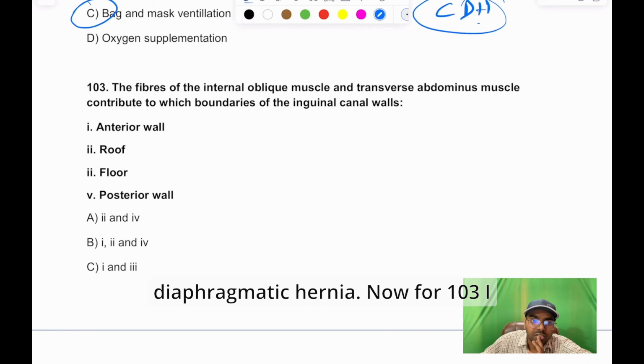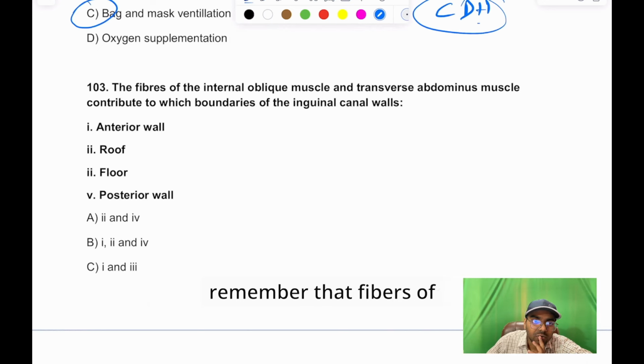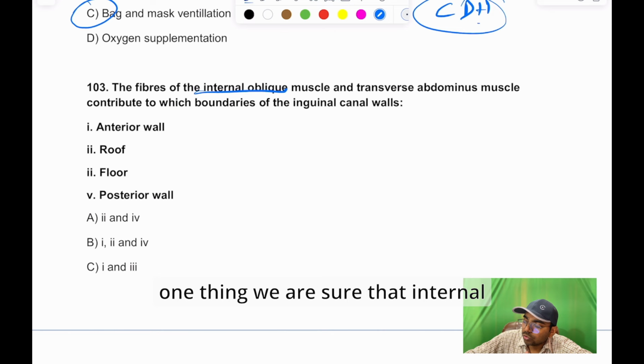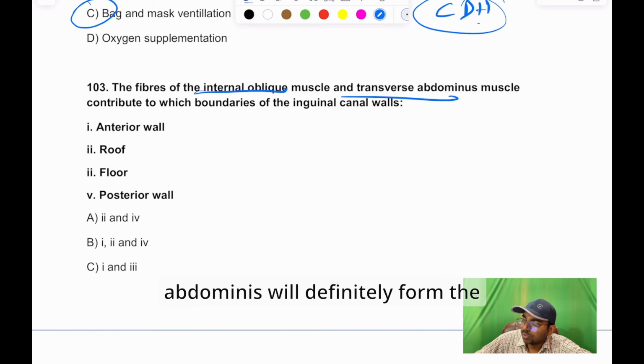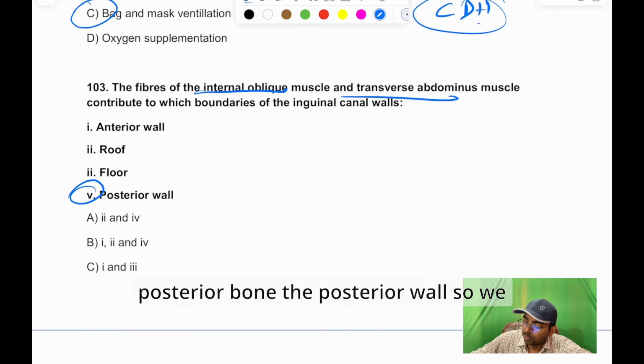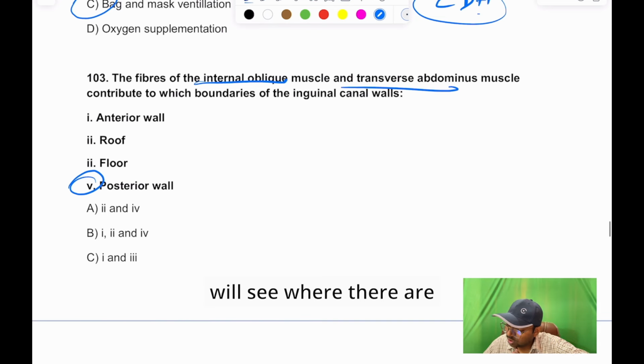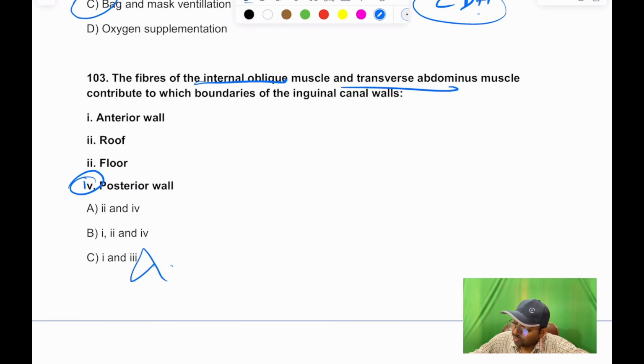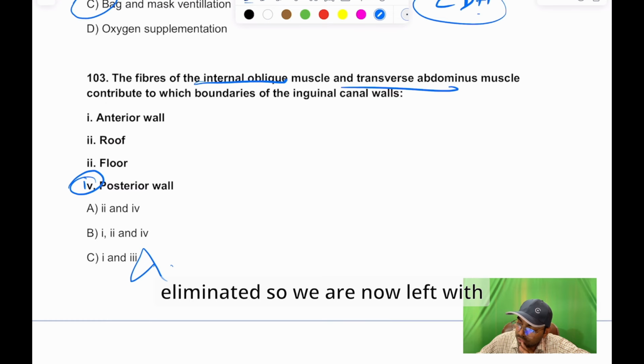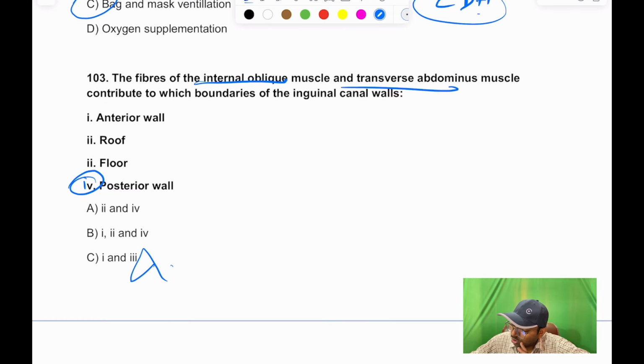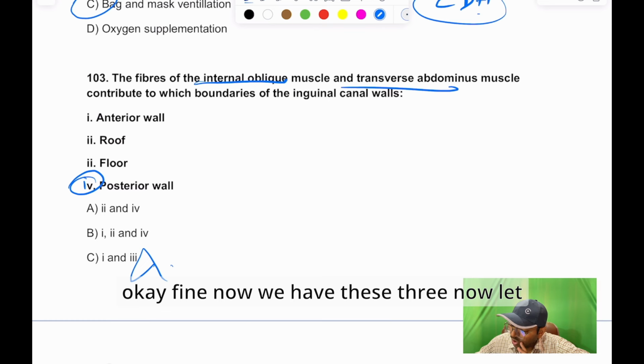Now for 103, remember that fibers of the internal oblique muscle and the transverse abdominis contribute to which boundaries? Now one thing here: internal oblique and transverse abdominis definitely form the posterior wall. So we will see which options have 4. So only one option is eliminated. So we are now left with these 3.